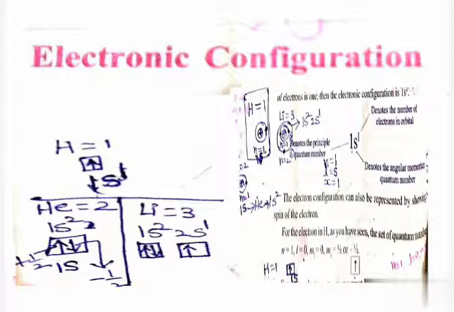Lithium has atomic number 3. So 3 electrons and 3 protons are there. Protons will be present in the nucleus. In these 3 electrons, in the first shell we can place 2 electrons, the N is equal to 1 shell. Then one more electron will be there in lithium. That one more electron will occupy the second shell, N is equal to 2 shell.